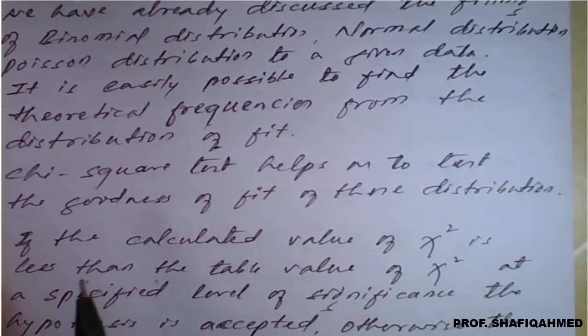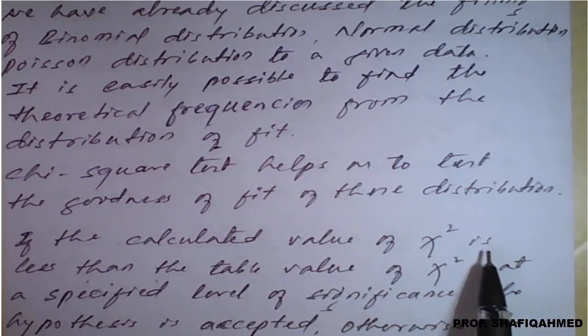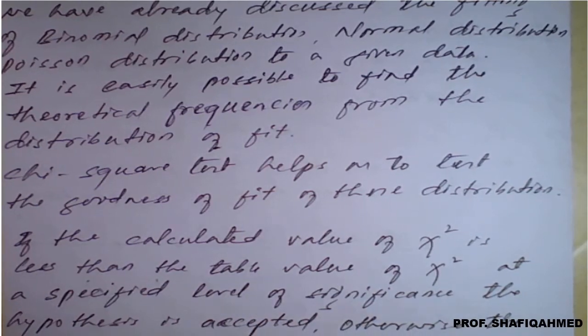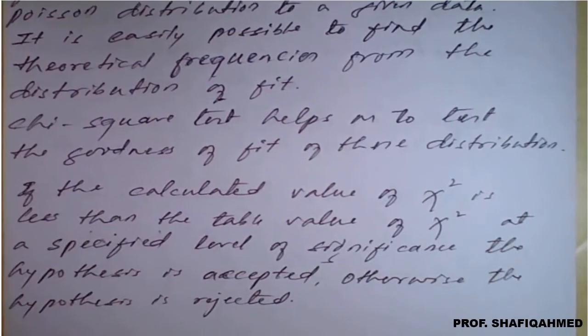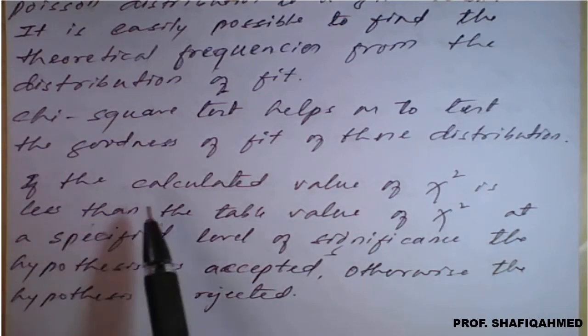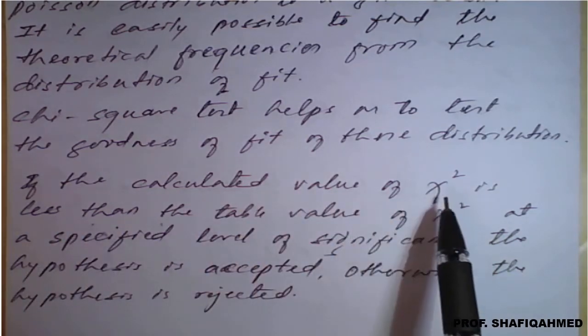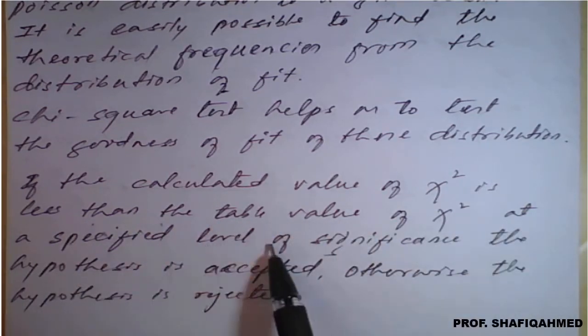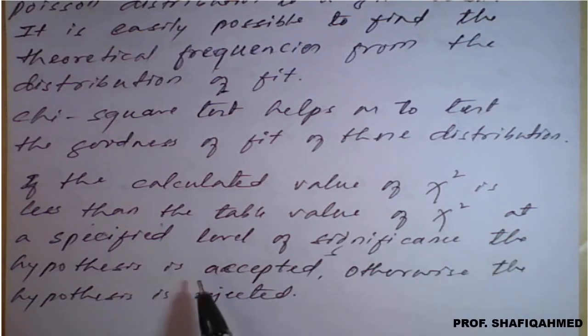If the calculated value of chi-square is less than the table value of chi-square at a specified level of significance, and we are studying two specified levels of significance, that is 1% level of significance, or 0.01, and 5% level of significance, or 0.05, then the hypothesis is accepted.